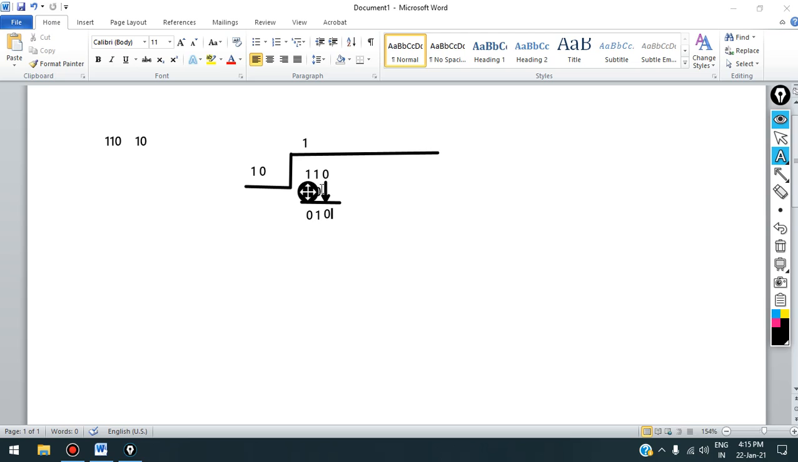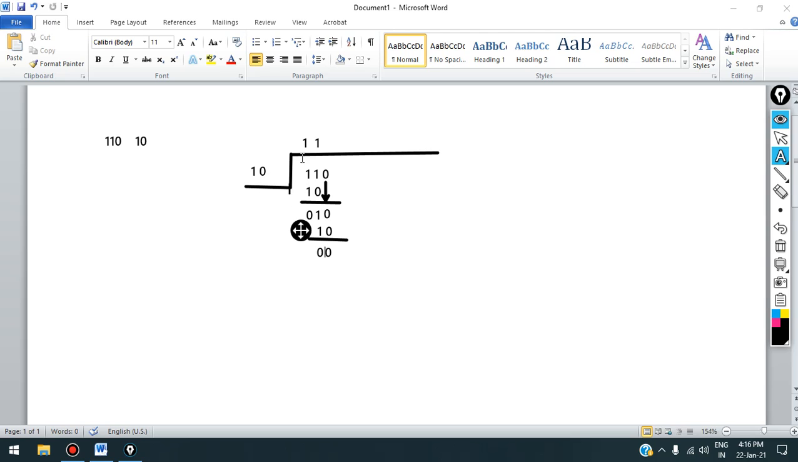So this goes with 10 again. So 1. So here will be 10. Again we will follow the rules of binary subtraction. 0 minus 0 is 0. And 1 minus 1 will be again 0. So our division is complete. We can see the remainder is now 0.